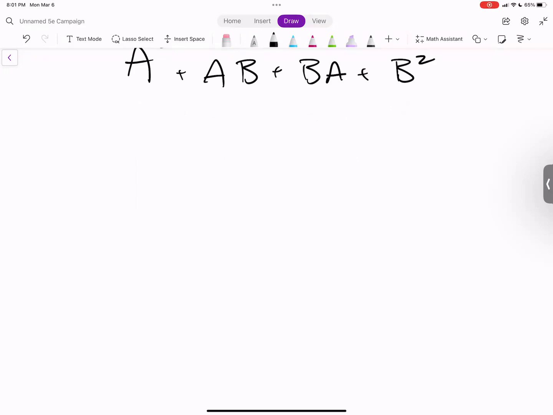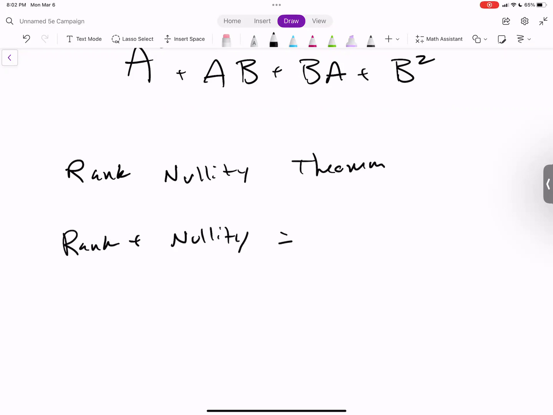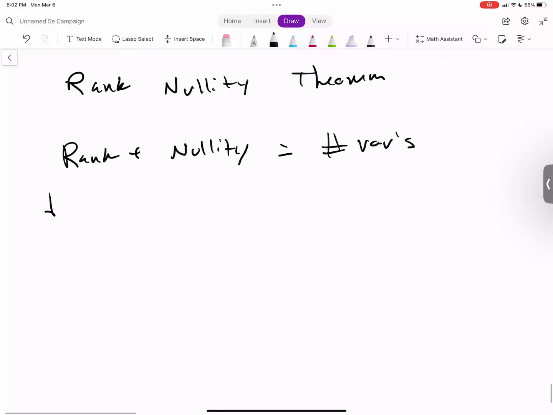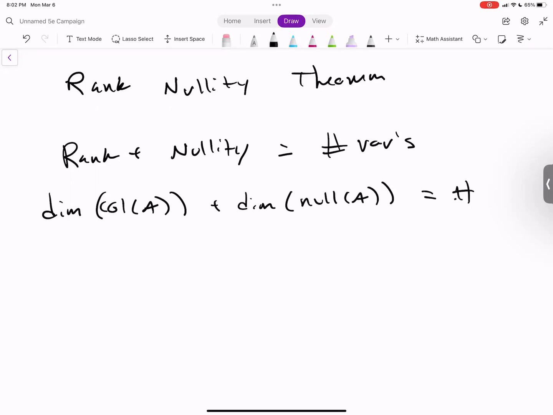Is that the rank nullity theorem? Yeah. The rank nullity theorem is very lovely in that it's very concise in its name. The rank nullity theorem is rank plus nullity equals number of variables. So rank is the dimension of the column space of A, and nullity is the dimension of the null space of A, and together they equal the number of variables.